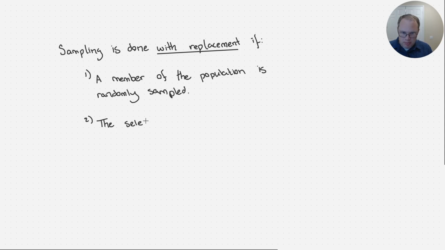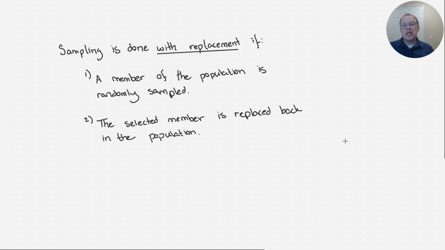The selected member is replaced back in the population. You put them back. Which means if you sample again, that member has the opportunity to be chosen from the population again. The member might be chosen again.